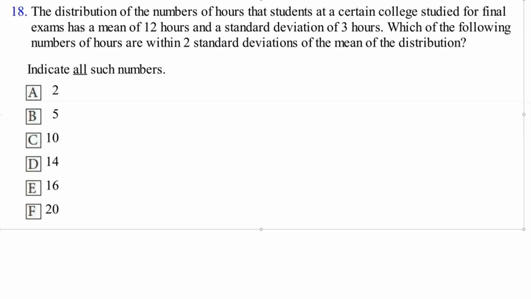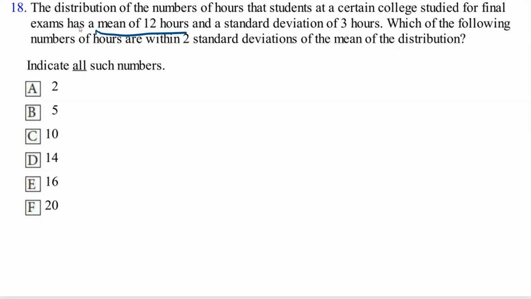Alright, number 18. Distribution of the number of hours that students at a certain college studied for final exams has a mean of 12 hours and a standard deviation of 3 hours. Which of the following number of hours are within 2 standard deviations of the mean of the distribution?